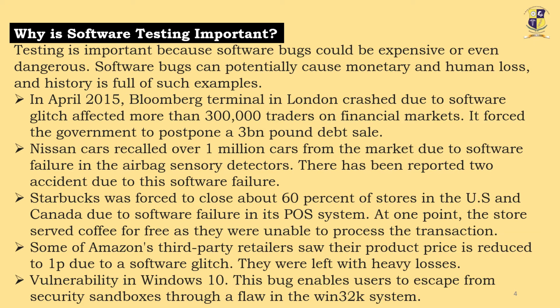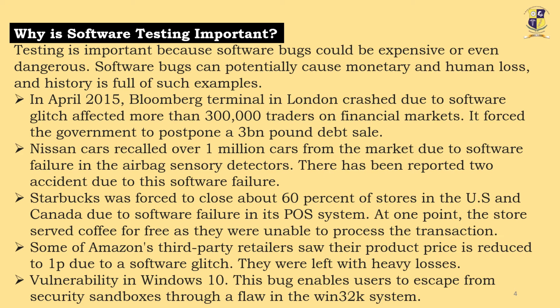And then Nissan cars, as you know, they recalled more than 1 million cars from the market due to the software failure in the airbag sensory detectors. So there was a small fault in the airbag sensor detector, because of that they recalled 1 million cars from the market, and then they started rectifying that, but that was a big loss for them.